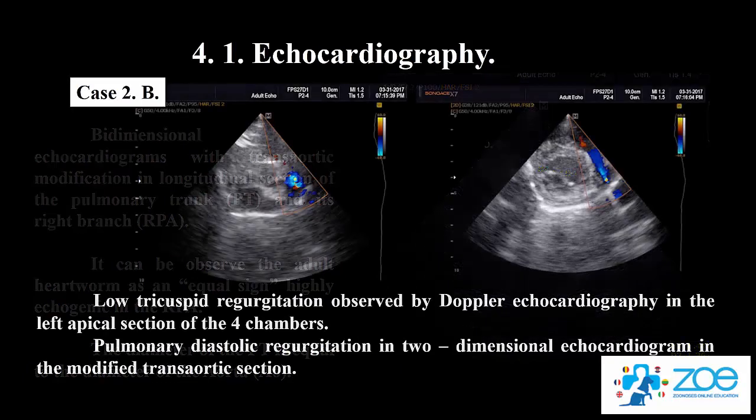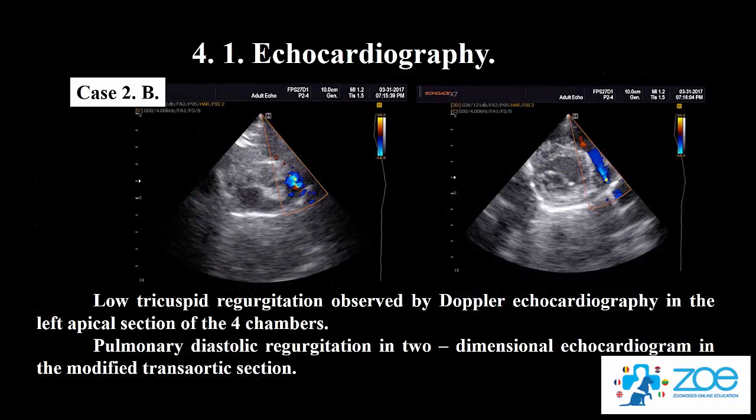Low tricuspid regurgitation observed by Doppler echocardiography in the left apical section of the four chambers. Pulmonary diastolic regurgitation in two-dimensional echocardiogram in the modified transaortic section.